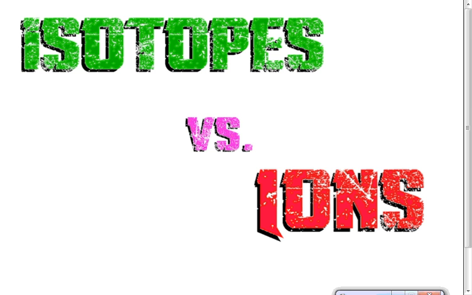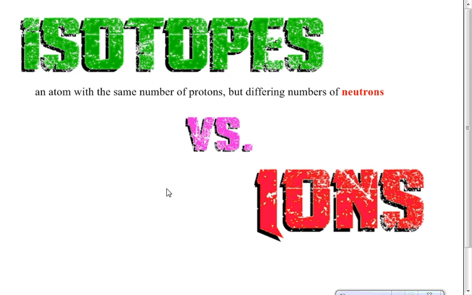All right, so isotopes versus ions. Here are a couple of definitions you need to have. An isotope is an atom with the same number of protons but differing numbers of neutrons. So I'll give you a second to write that down. Very, very important. As you're writing that, just think about what the definition is.